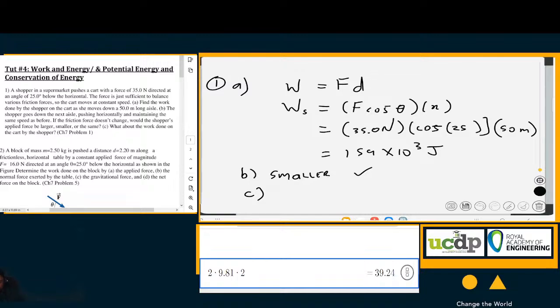Let's reason this out. The horizontal component of the force is less. We've already established that the horizontal component of the force is smaller. It's still the same distance. So, if the horizontal component of the force is less, the work done is less, because we calculate work based on the horizontal component of force times distance. There is no more horizontal component, so the work is less.